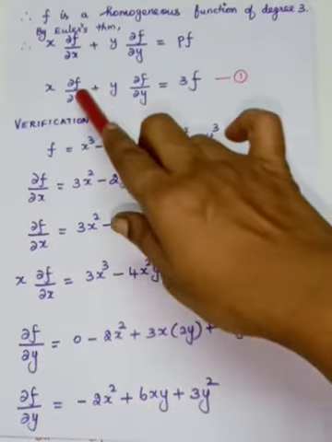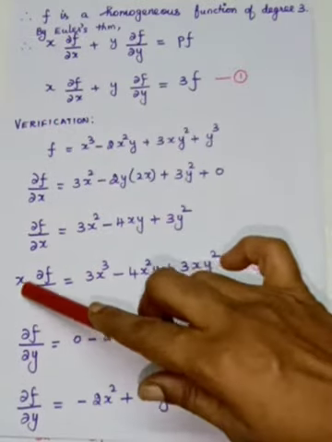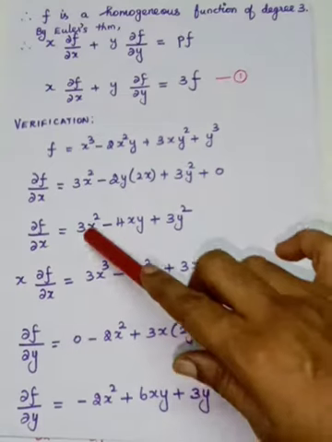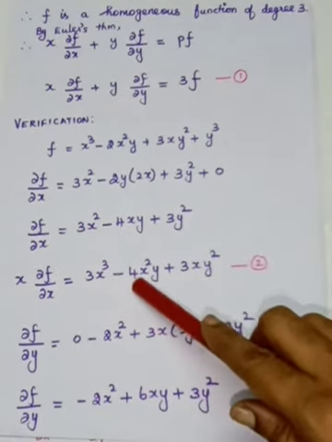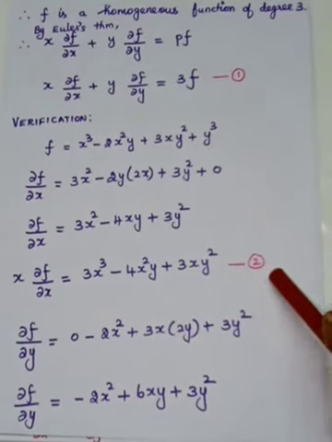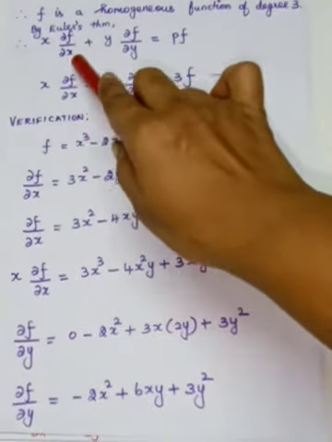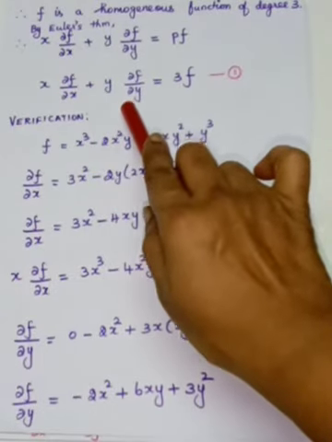Okay, next here the Euler's theorem, what is the first term? X into dou f by dou x. So x has to be multiplied with this. So it is 3x cube minus 4x squared y plus 3xy square. So call this as 2. Okay, next, so I have completed the first term. Next we have to go to the second term.